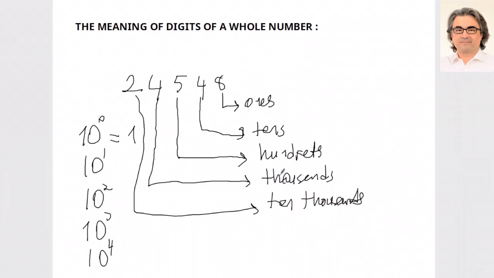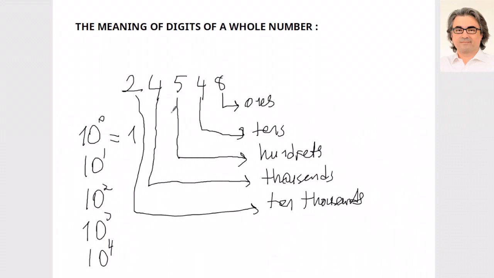Yes. So, this number, 24,548. I have 8 ones. Let's write it. I have 8 ones, 4 tens, 5 hundreds, 4 thousands, and 2 10,000s. I think you understood what I mean. Now, this is the meaning of a digit in a number.